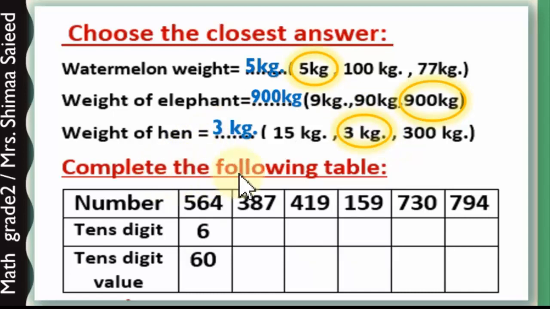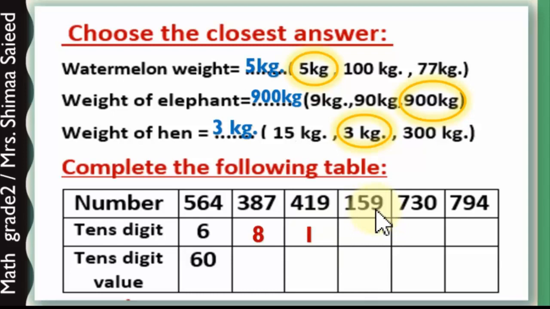Now complete the following table by writing the tens digit and its value. Which digit here in tens place and what is the value of that digit? For example, 564. The digit in tens place is 6. Its value is 60. 387. Which digit in tens place? Who can tell me? Well done, 8 in tens place. 419. Which digit in tens place? Excellent, 1 in tens place.